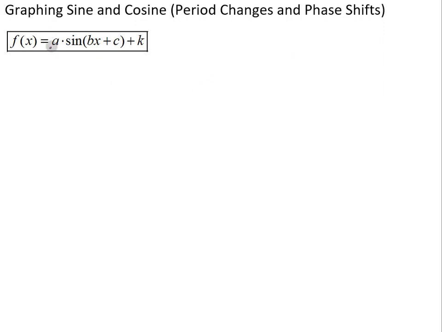Okay, so I alluded to this a little bit last time in our video, that this is the full way we can manipulate sine and cosine by changing values of A, B, C, and K. And we talked last time about A being our amplitude, right? Specifically, the absolute value of A is our amplitude. But now we're adding in some new stuff.